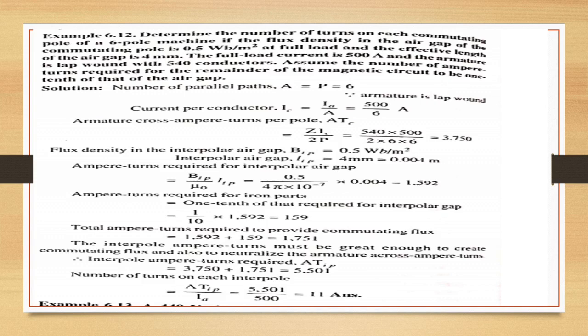Ampere turns required for the iron parts is 1/10 of that required in the interpolar gap, that is 1/10 into 1592, that is 159. Total ampere turns required to provide commutating flux is 1592 plus 159, that is 1751. Interpolar ampere turns must be great enough to create commutating flux and also to neutralize the armature cross ampere turns. Interpole ampere turns required, ATip, is 3750 plus 1751, that is 5501. Number of turns on each interpole is ATip by Ia, that is 5501 by 500, that is 11.